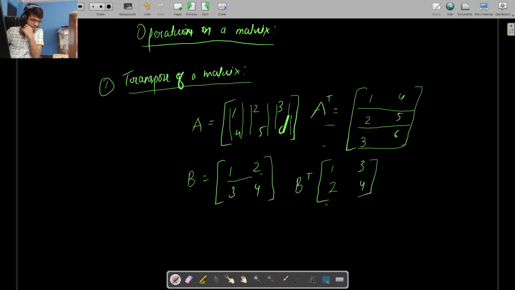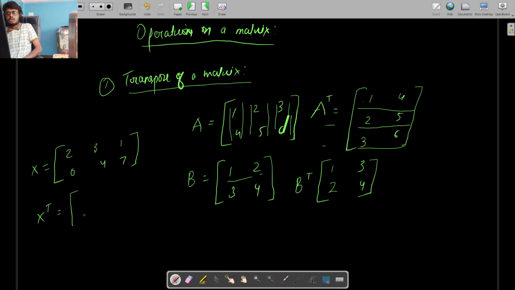Yeah. So I'll give you one question. Just try to solve it. I'll give you 2 minutes to solve that question. Okay. So my question is, find the transpose of this matrix. This matrix X is given as 1, 2, 3, 2, 3, 1, 0, 4, 7. So I want X transpose.